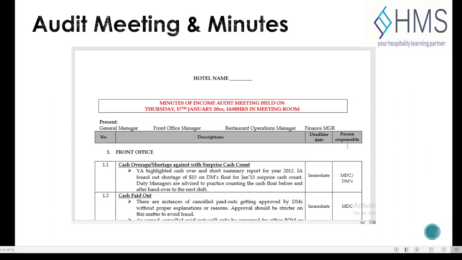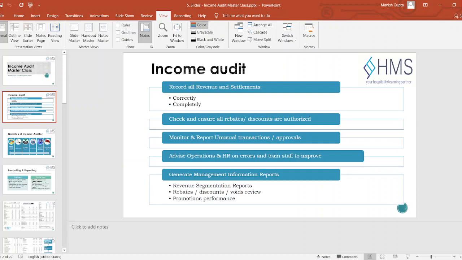And there is a standard income audit meeting, where we are just discussing the standard points which are there in the system to record, right? So that's pretty much on the income audit.